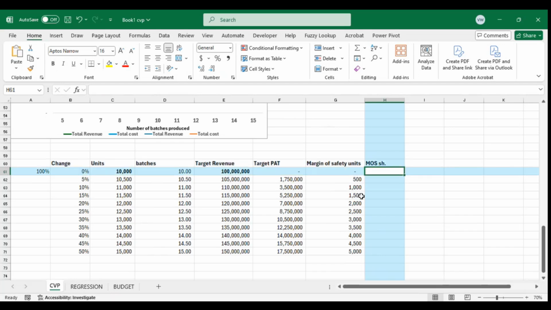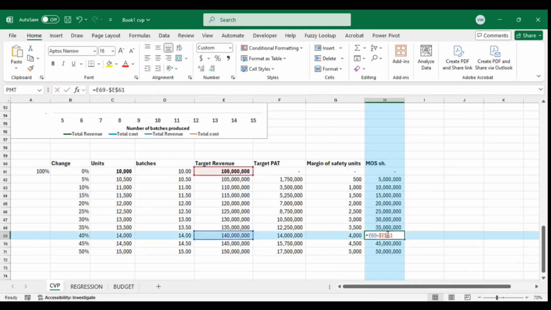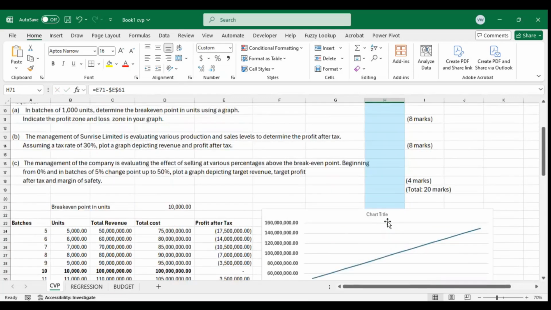You can get our margin of safety in shillings by taking the actual revenue minus the break-even revenue. So we'll just say equals to the actual revenue, which means at this point, the actual revenue is the same as the break-even revenue. That is why I'm subtracting the same value. But the value that I'm subtracting against is what I'm making an absolute reference by pressing F4. So that then now I just use the fill series. And if you cross-check, you can see that this is 115 against 100. This is 140 against 100. And finally, this is 150 against 100. And that is how we get the margin of safety.